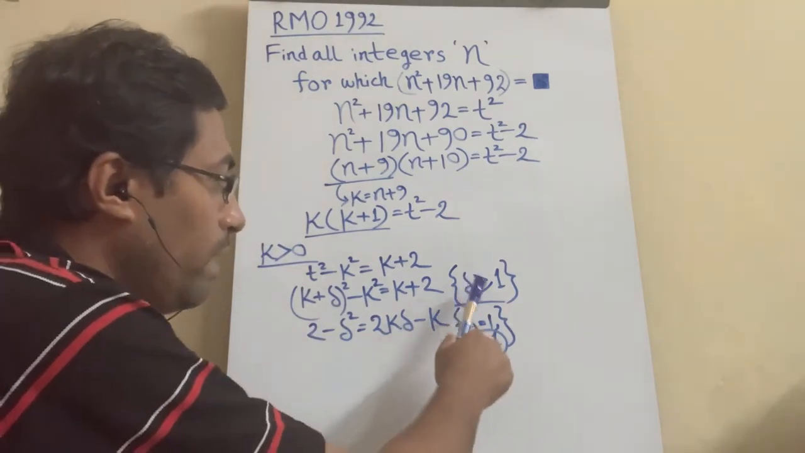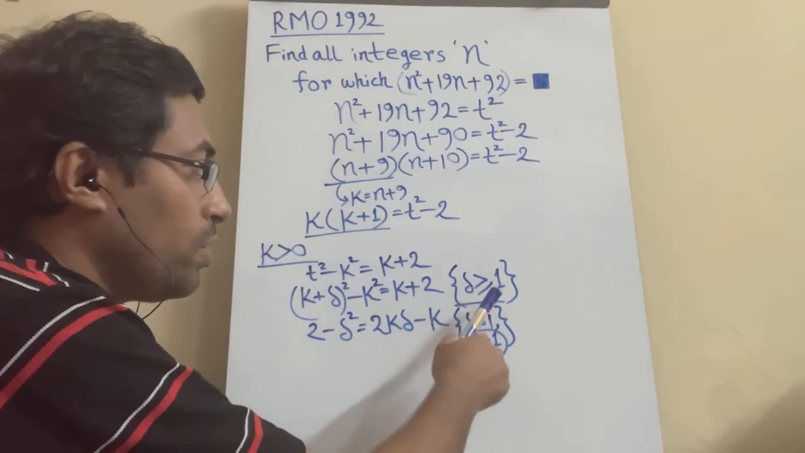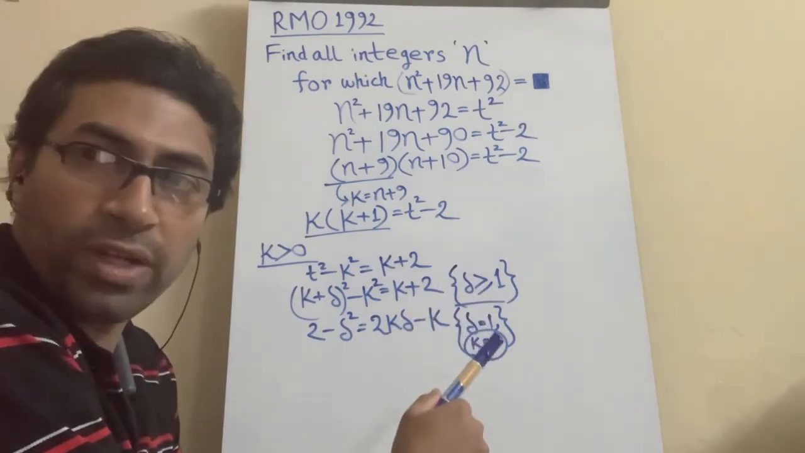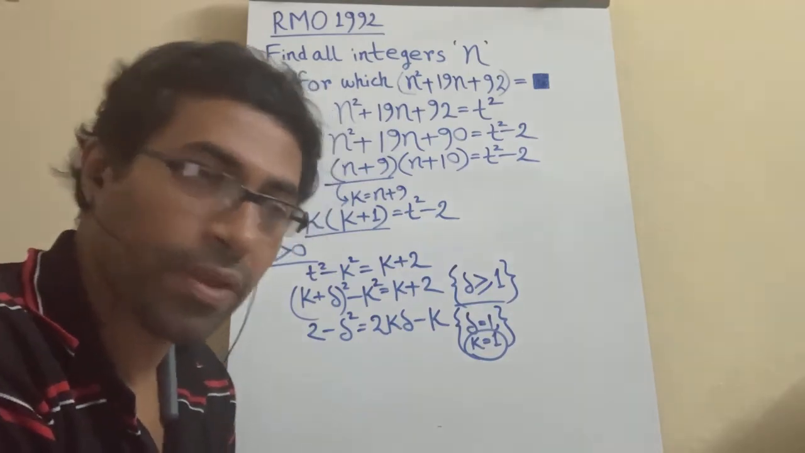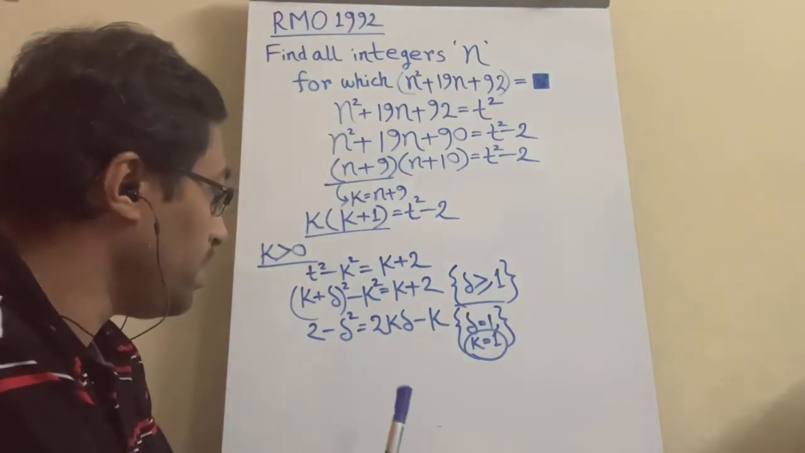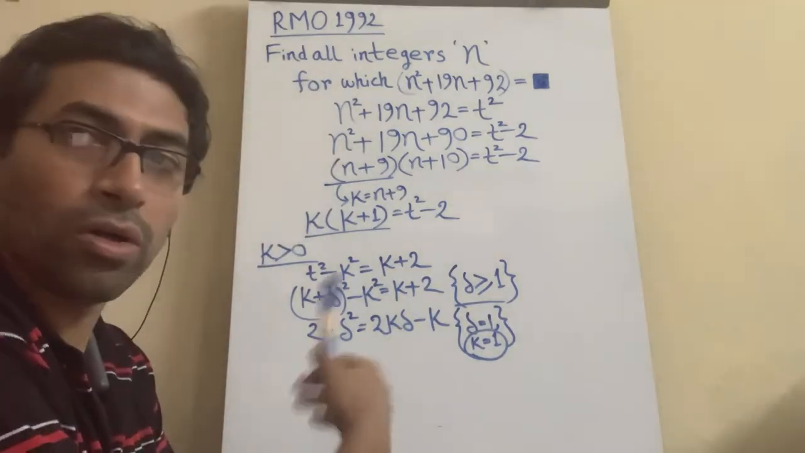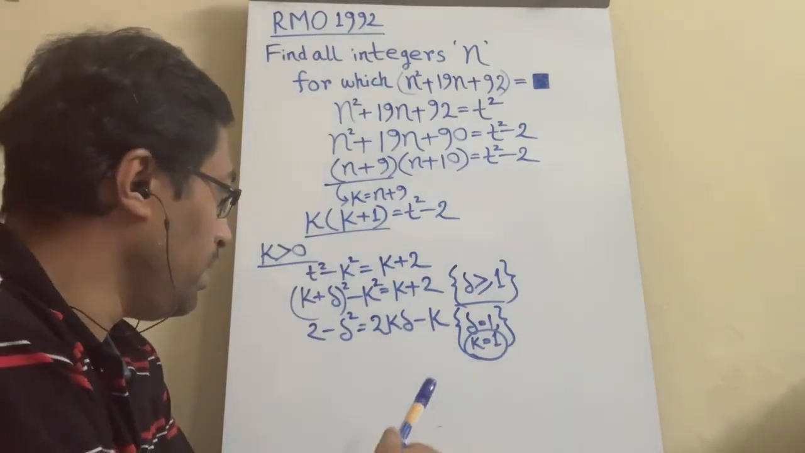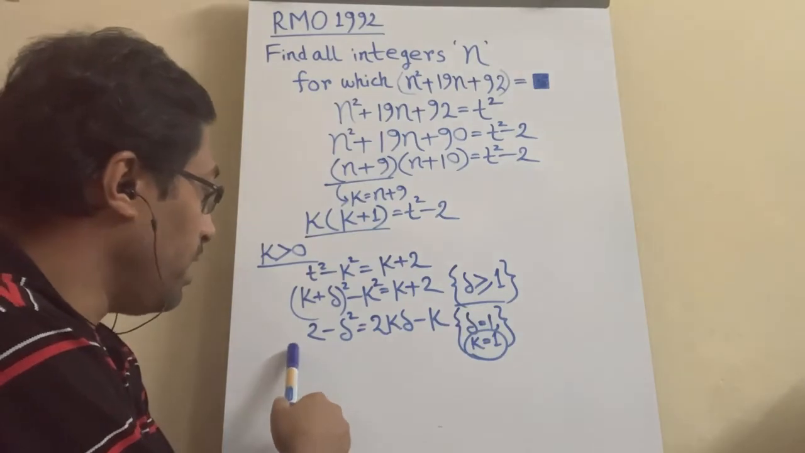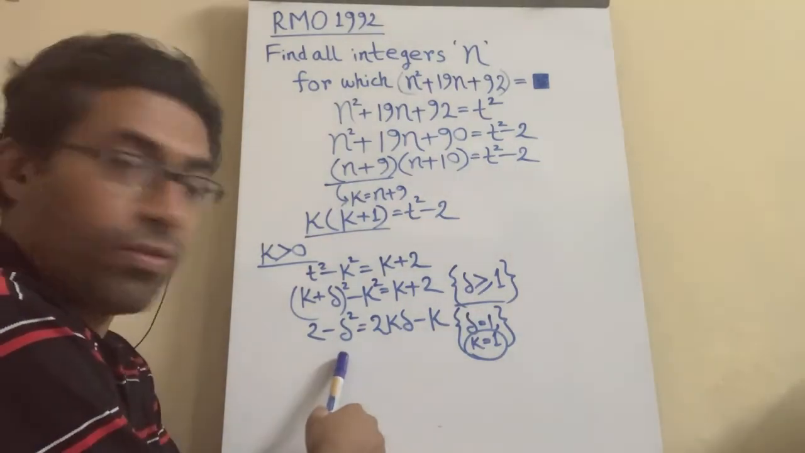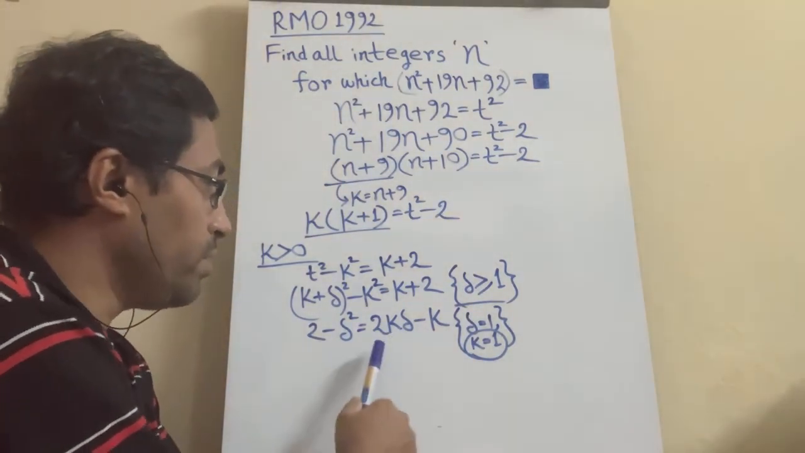Now delta was always greater than or equal to 1. For the minimum value of delta, which is 1, we got a solution. What if delta is greater than 1? Well, here we see that if delta grows beyond 1, if delta is assigned some value greater than 1, then immediately the left hand side will become negative. But the right hand side will still remain positive.